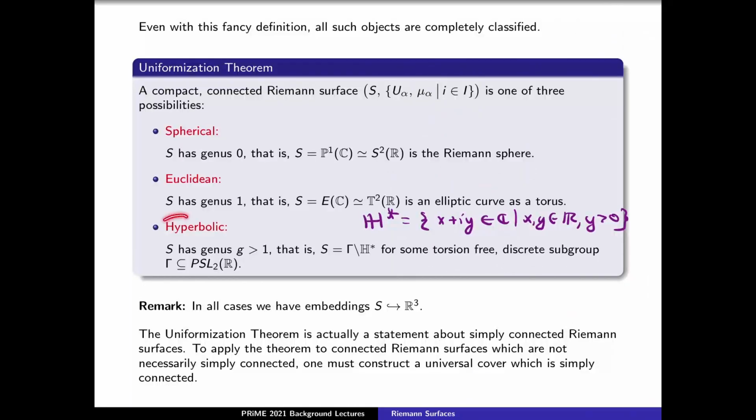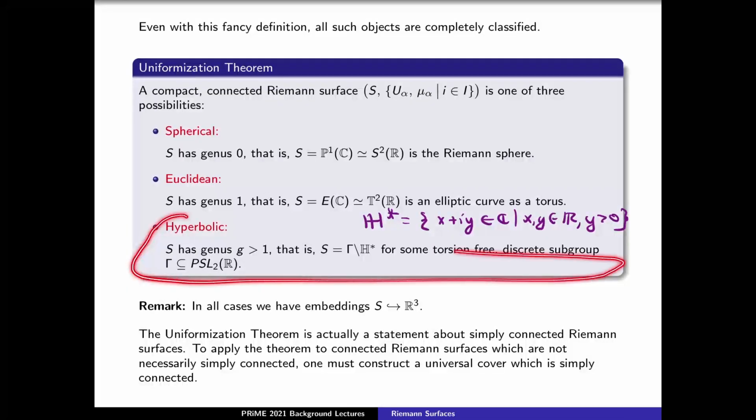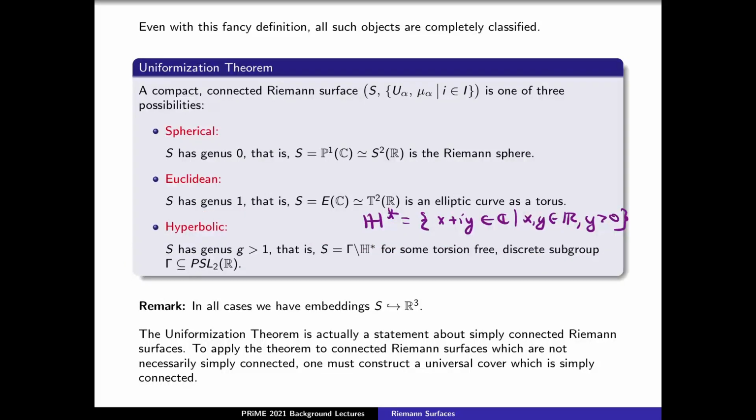For our last example for today, we're going to consider the case where we have a Riemann surface that is hyperbolic, that is, the genus is greater than 1. But I am going to focus on this portion over here that I just skimmed over earlier. And so we have that such Riemann surfaces arise as Gamma mod H star. But what is Gamma? What is H star? Well, let's go ahead and discuss this.